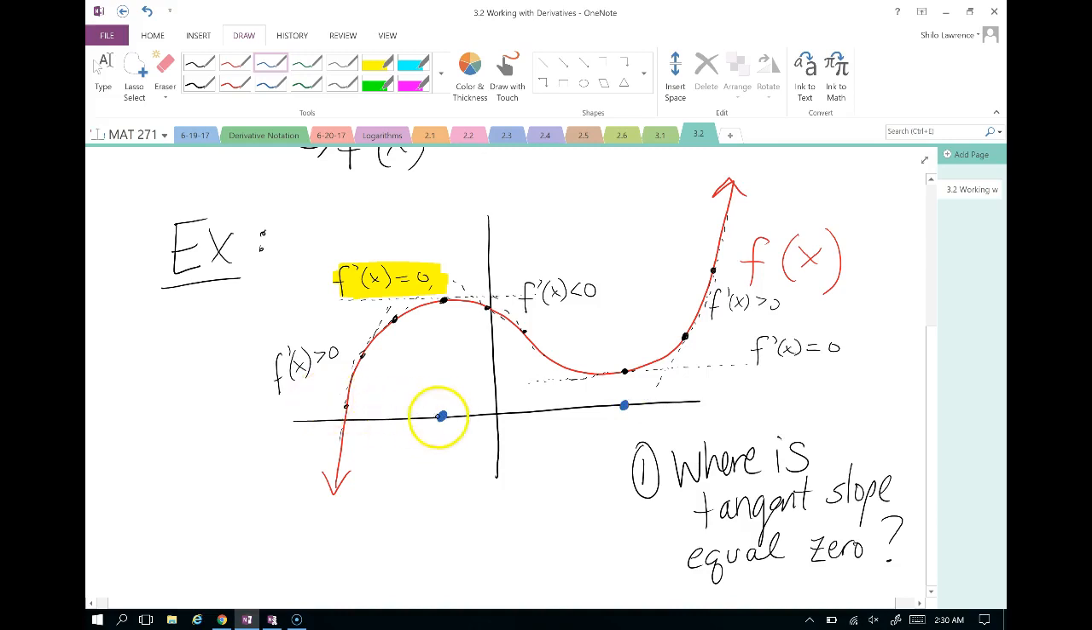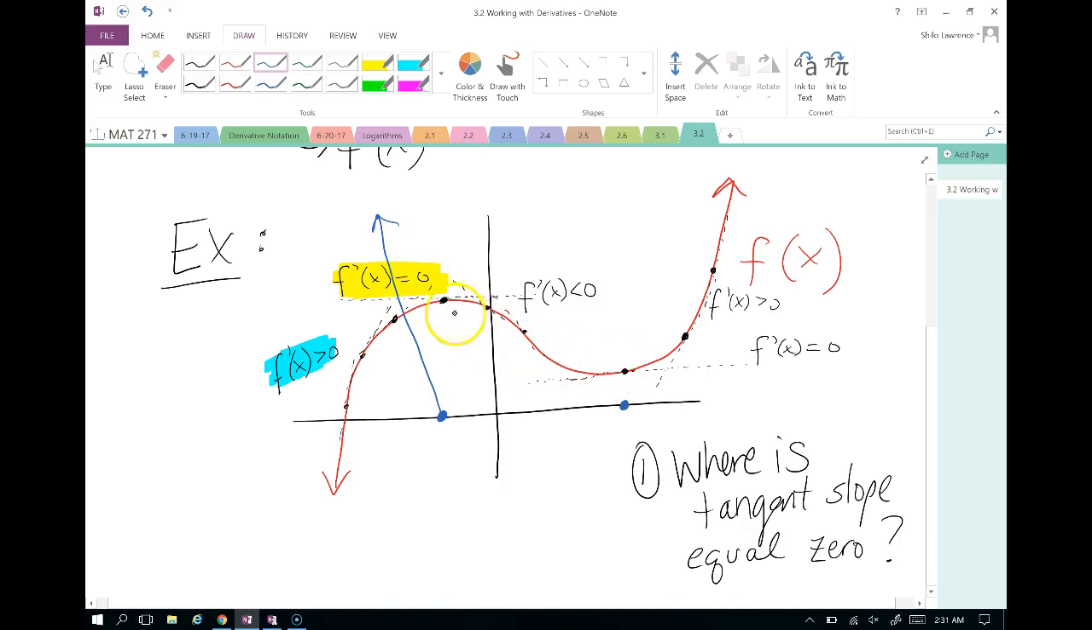So all the way on the left-hand side, we had positive derivative values. So anywhere we have positive values, typically the graph is above the x-axis.